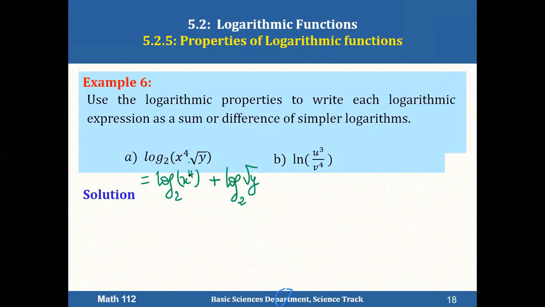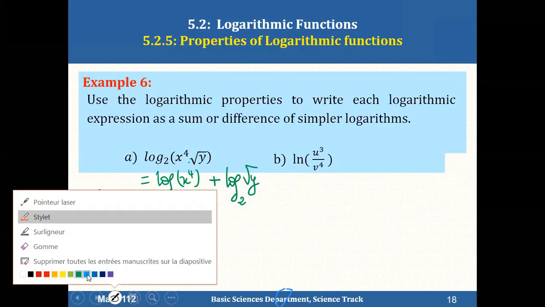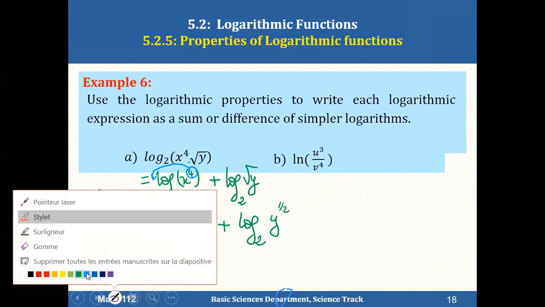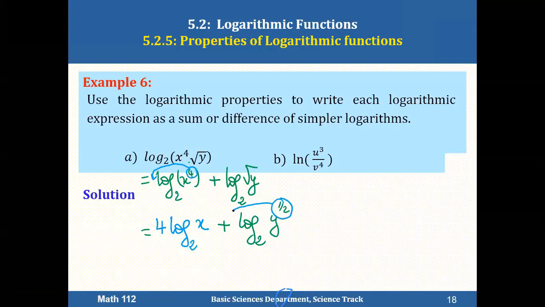And the log transforms the power. So the 4 can come outside. What does it become? It becomes 4 log base 2 of x plus, for this one, which power is the square root? How do we write it in exponential form? y to the power half. So again, we have a power inside the log and it can come out as a coefficient. It gives 4 log base 2 of x plus half log base 2 of y.